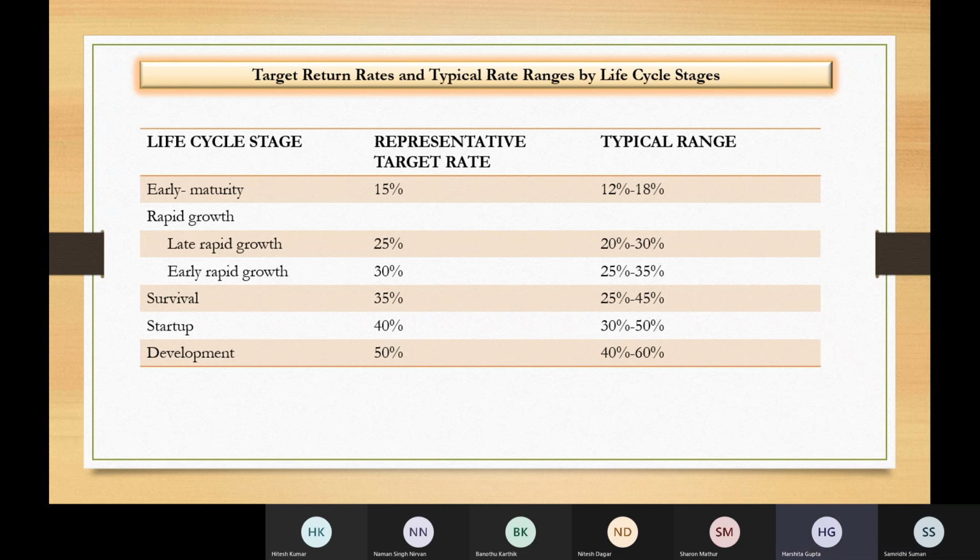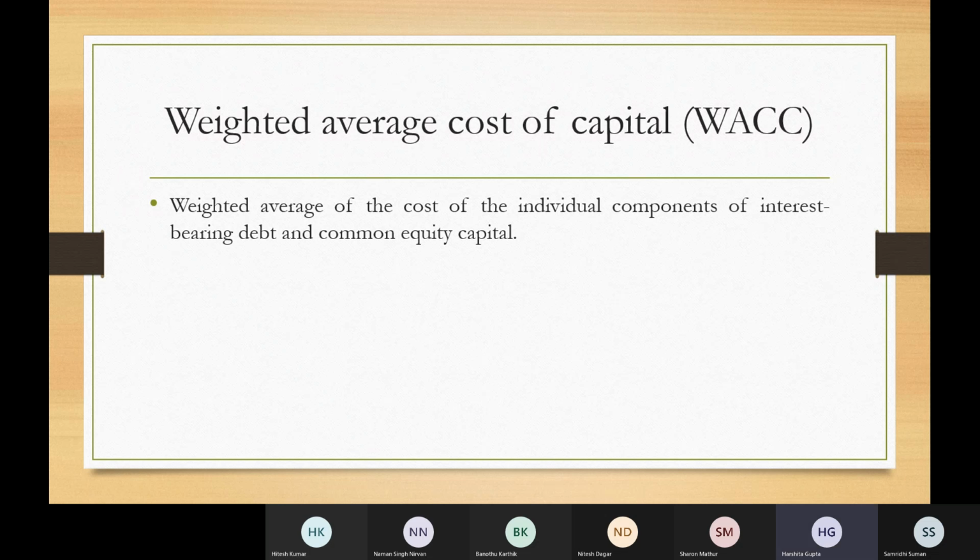Ma'am, can you please move forward? Okay, so weighted average cost of capital. Weighted average cost of capital is the average of the cost of individual components of interest-bearing debt and common equity capital. Basically, for a company, there are many sources of financing.